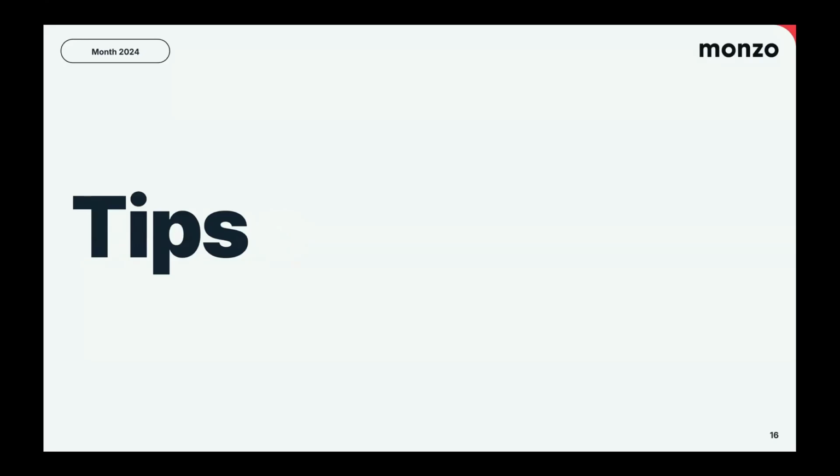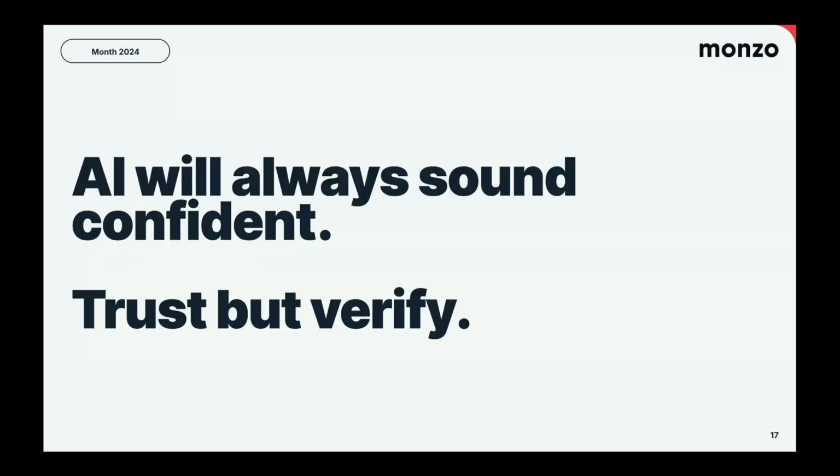So a couple of tips. The AI will always sound confident, so it's really important to trust but verify. It is right much more frequently than it's wrong, so it's not unreasonable to take its provisional answer and start working on the assumption that it's correct, but always verify. Go check its sources, go and convince yourself that that answer is right.